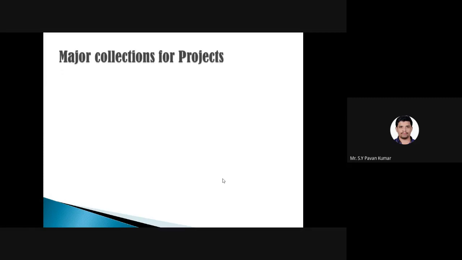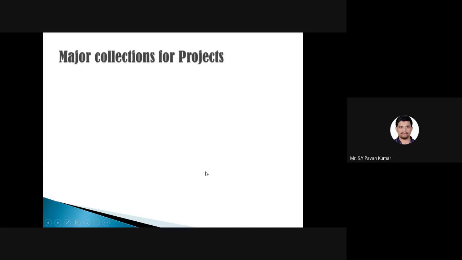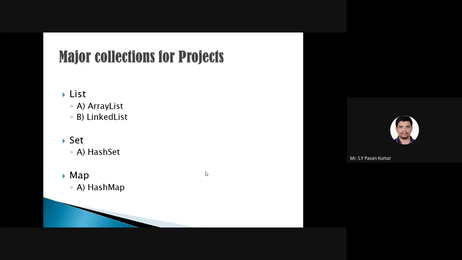Now, what are the major collections for a project? Generally we won't use all these collections in our real-time applications. We generally use lists, sets, and maps. Here we discuss two types of lists, array list and linked list, whereas in the set we use hash set, and in the map we'll use hash map. Let us discuss them one by one.